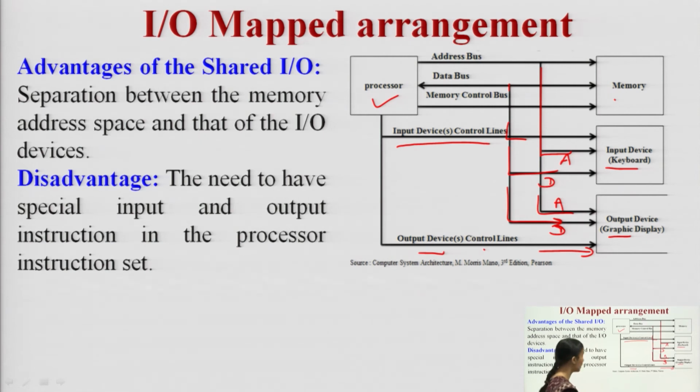Moving on to the advantages, there is a separation between the memory address space and that of the IO device. We can differentiate easily. So, that is the advantage, but the disadvantage is there is a need to have a special input or output instruction in the processor instruction set, and it increases our complexity also.